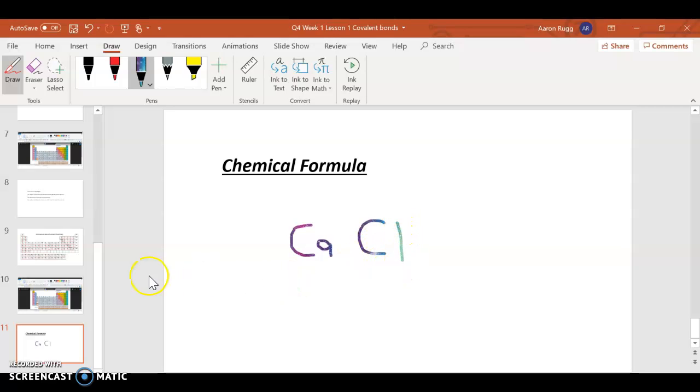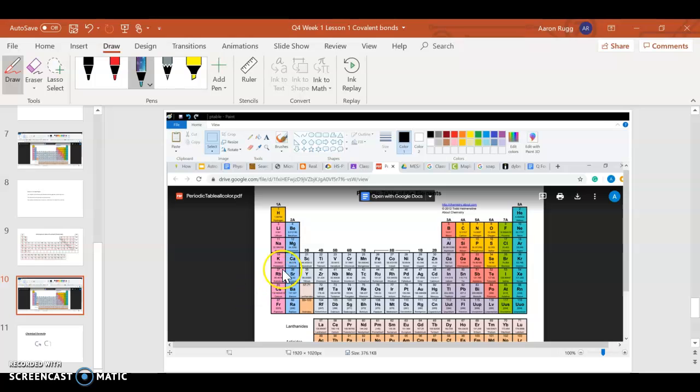Again, let's go back to our periodic table. Ca is over here, it's a metal. Cl is a nonmetal, so it's going to be an ionic bond. And the overall molecule is going to be an ionic molecule. How many valence electrons? Well, 2A. So calcium has 2. Chlorine has 7.